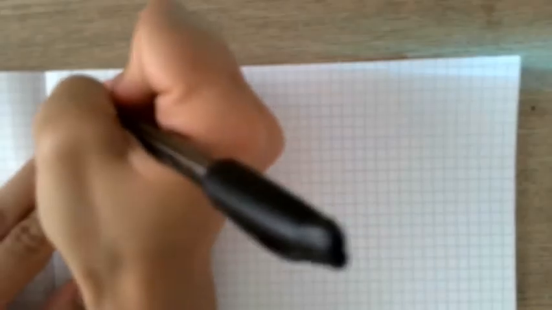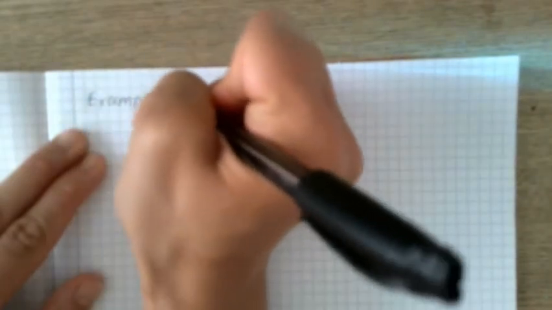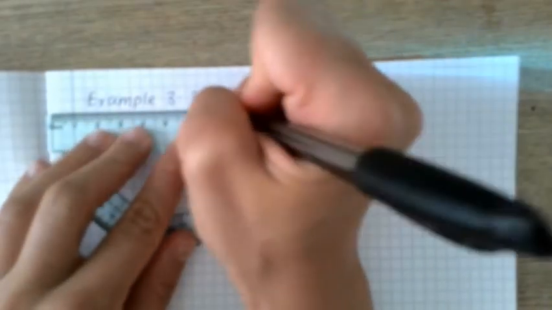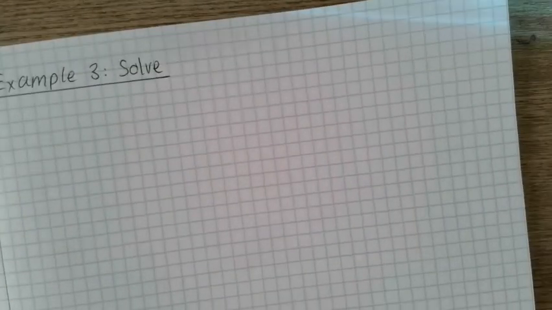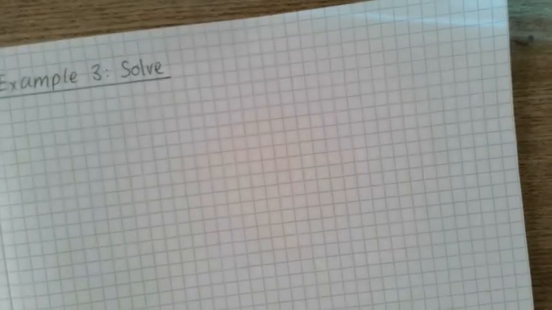Blurry. So example 3, we're solving again. Perfect. Okay, so these examples, we're going to do 2 together. I'm going to pick a different letter because I keep using A. So this time I'm going to use G.